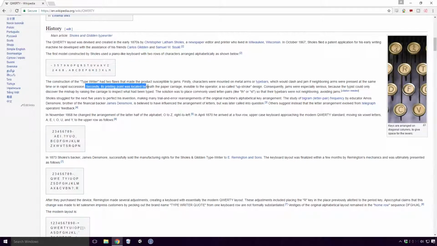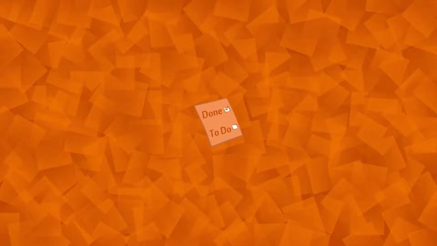Secondly, its printing point was located beneath the paper cartridge, invisible to the operator, a so-called upstroke design. Consequently, jams were especially serious because the typist could only discover the mishap by raising the cartridge to inspect what had been typed. The solution was to place commonly used letter pairs like TH or ST so that their type bars were not neighbouring, avoiding jams. So there you go, Ace, slowing the typist down to ultimately speed them up. A sort of less speed, more haste philosophy.